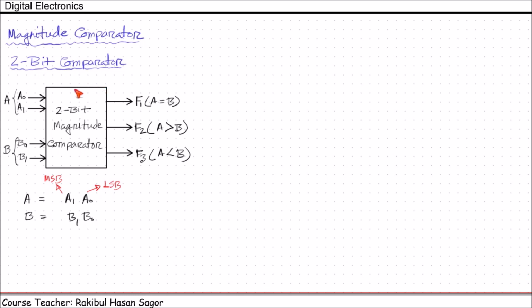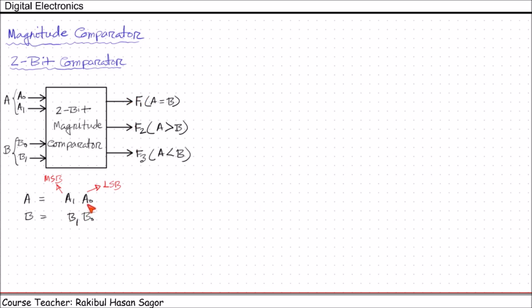In the 2-bit magnitude comparator, A will have 2 bits, A0 and A1, and B will have 2 bits, B0 and B1, where A0 is the LSB, least significant bit, and A1 is the MSB, most significant bit. So A can have 00, 01, 10, 11, and B can have 00, 01, 10, 11. If A and B are both equal, for example 00 and 00, or 11 and 11, then F1 will be activated, others will be deactivated.